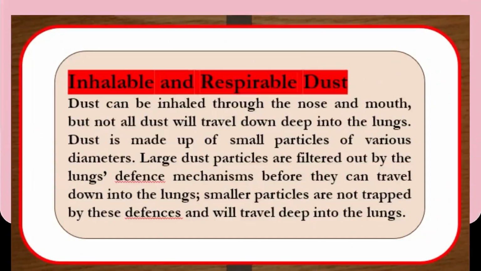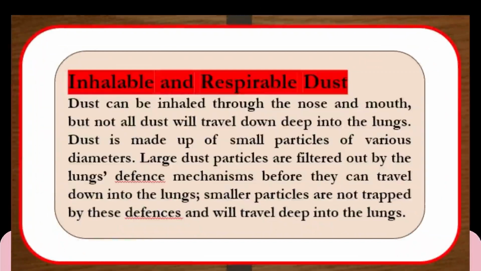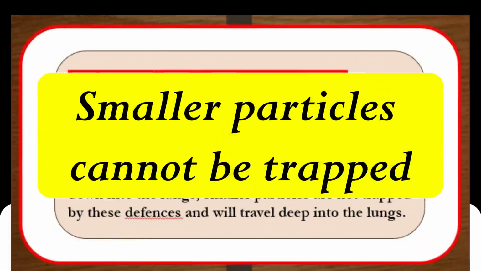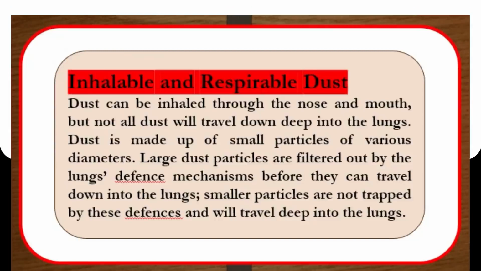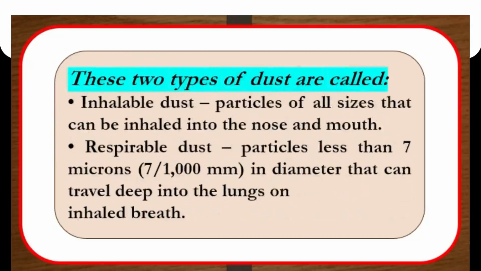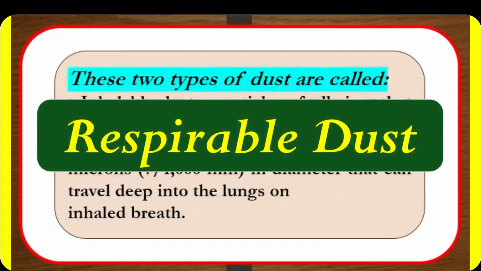Here, two things are very clear. Large particles can be filtered, but the smaller particles cannot be trapped by the lungs' defense system. They will penetrate deep into the lungs. These two types of dust are called inhalable dust and respirable dust.